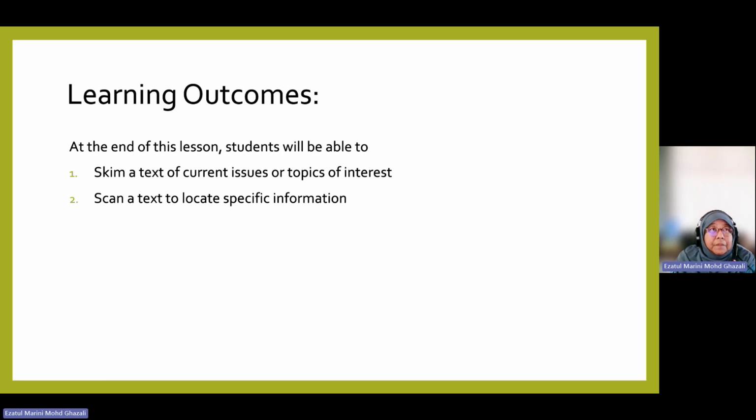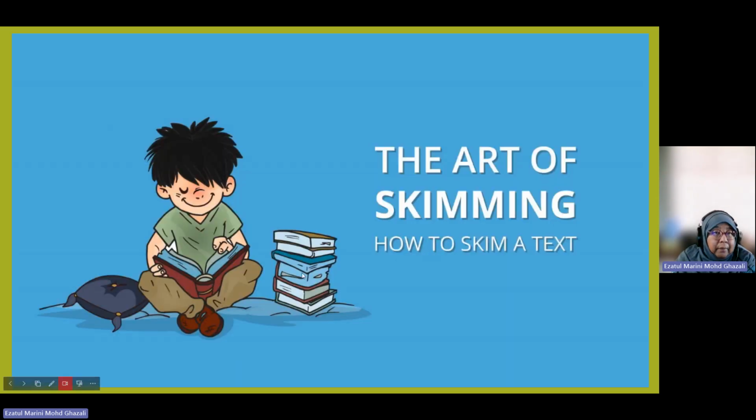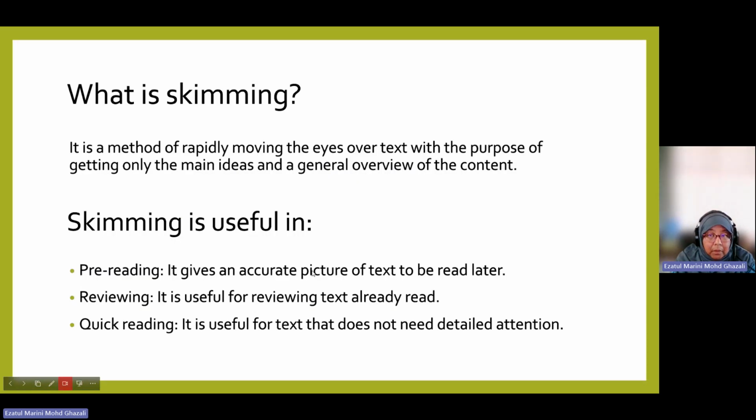So the first thing that you need to do when you apply reading skill is to understand what is skimming and also what is scanning, right? So let us have a look at skimming and scanning. However, we will start with skimming first because skimming will be the first step in applying reading skills. Right. What is skimming? Skimming is a method of rapidly moving your eyes over text. You are reading, but you move your eyes very quickly just for you to get the main ideas and also the general overview of the content of the reading material that is in hand.